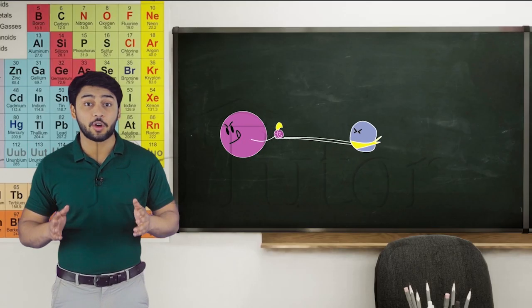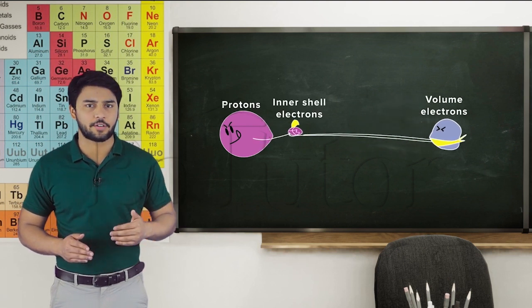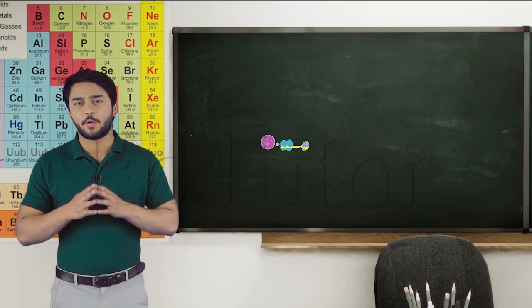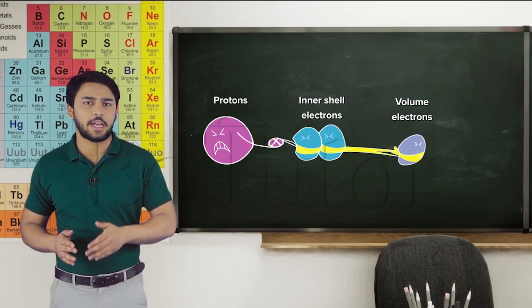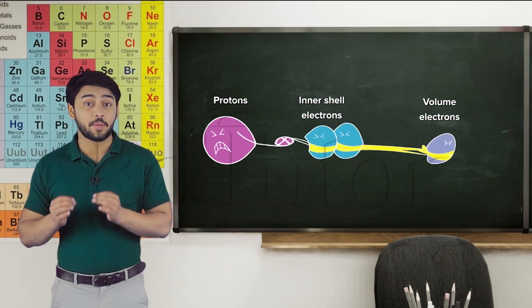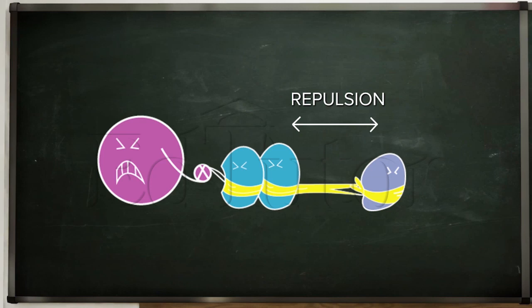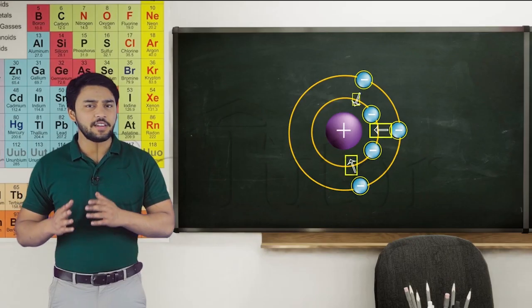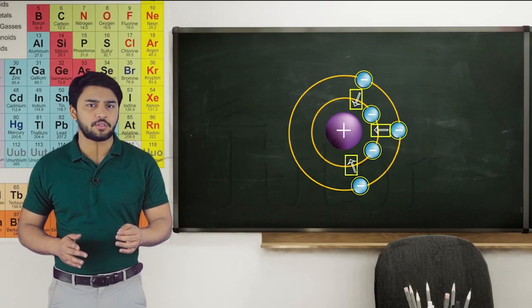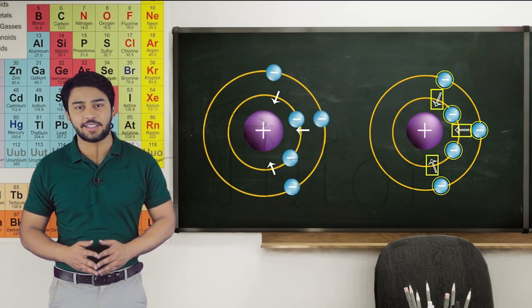This is like a tug of war. The nucleus is trying to pull the valence electron towards itself, whereas the electrons which are present between the nucleus and the valence electrons try to repel the electrons in the outermost shell. Due to this repulsion, the overall attractive force or the overall nuclear charge is reduced. This is the reason why the valence electrons experience a lower nuclear charge than actual nuclear charge.